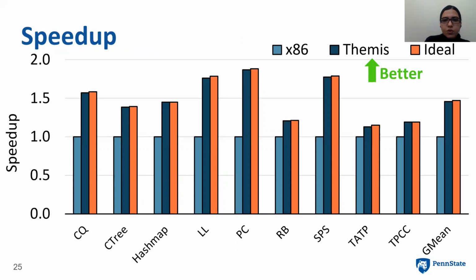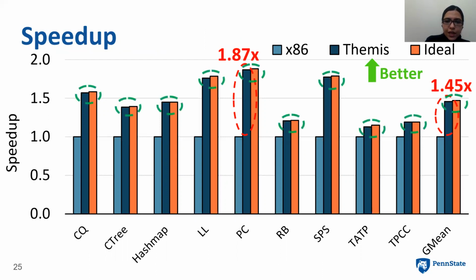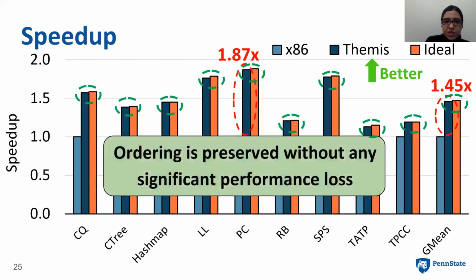In this graph, I'm showing the speedup of Themis and ideal over baseline for different benchmarks. We observed up to 1.87x speedup in PC and 1.45x speedup on average. Moreover, this graph shows the gap between Themis and ideal is very small, which indicates that in most cases, the ordering is preserved without any significant performance loss.